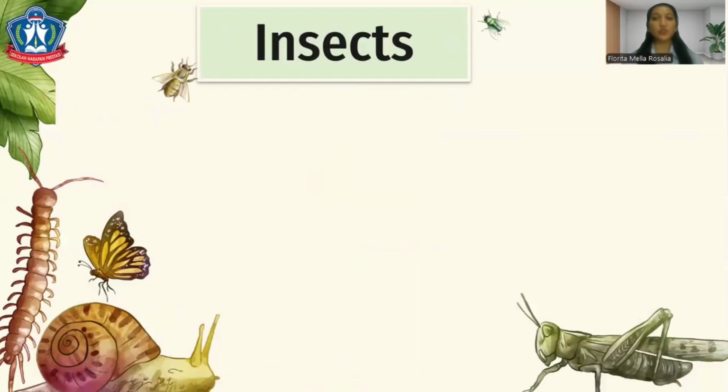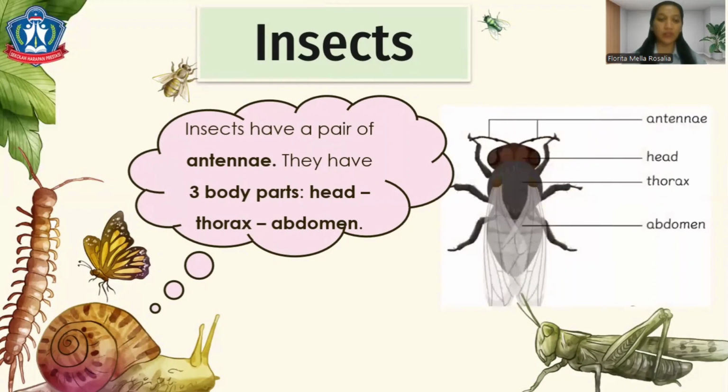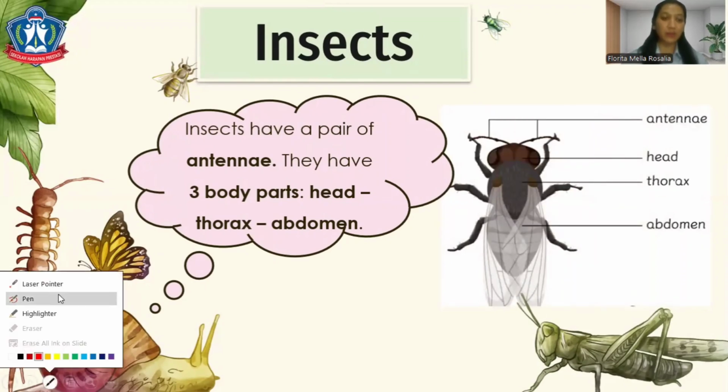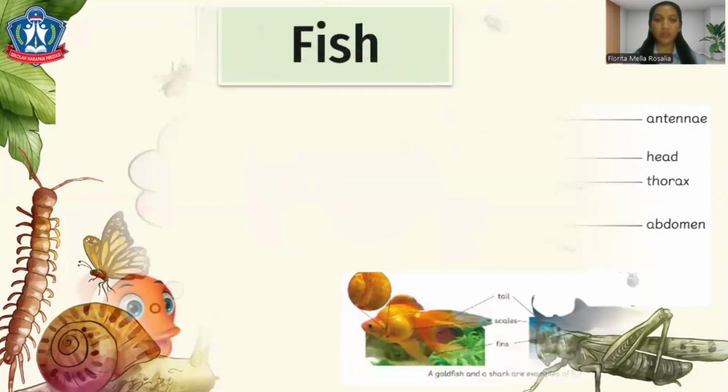Now let's continue with insects. So what do they have? Insects have a pair of antennae on their head and they have three body parts. Take a look at this example, the fly. You will see it has three body parts. The first one, the head with antennae, and then here is the thorax, and the third one, the abdomen.